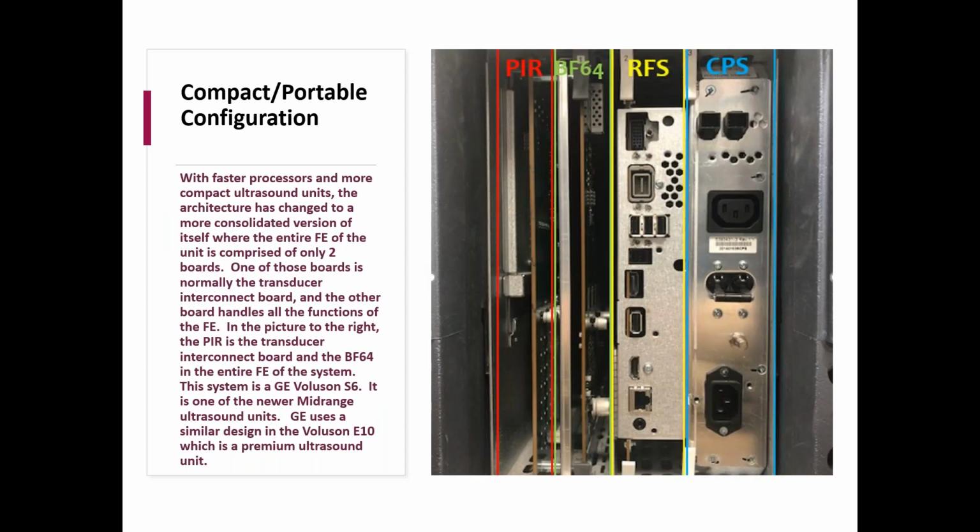The other configuration that I'd like to talk about just briefly would be the compact portable configuration. With faster processors and more compact ultrasound units, the architecture has changed to be a more consolidated version of itself, where the entire front end of the unit is comprised of only 2 boards. One of those boards is normally the transducer interconnect board, and the other board handles all the functions of the front end. In the picture to the right, the PIR is the transducer interconnect board, and the VF64 is the entire front end of the system.